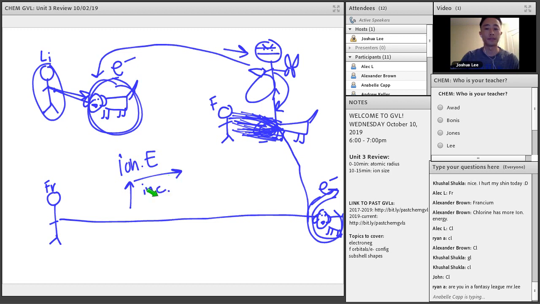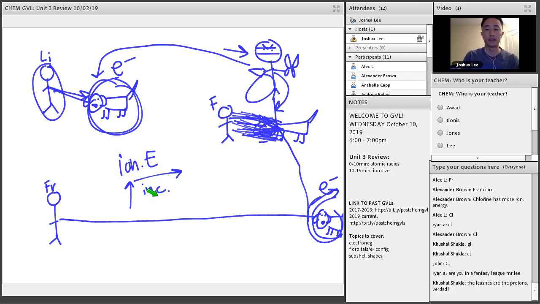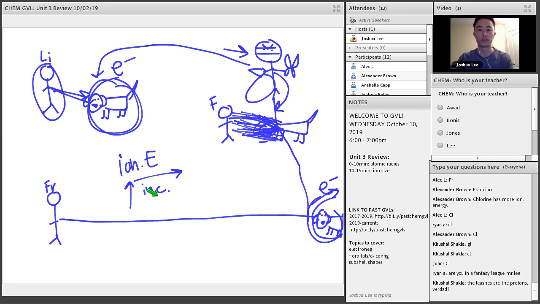Increase. That's ionization energy. The leashes are more so showing you the attraction between the protons and the electrons, but similar. So for about 12 minutes we talked about ionization energy.